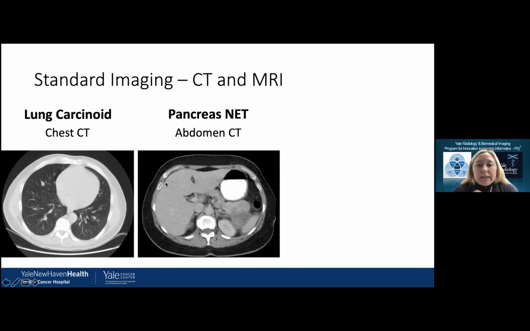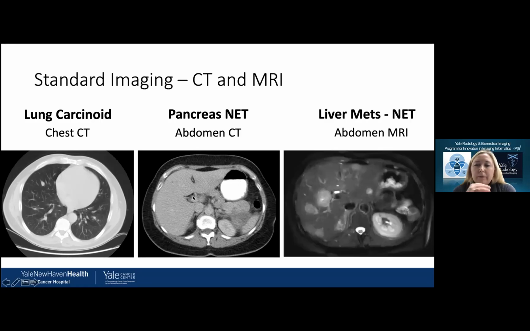For pancreatic neuroendocrine tumors, we can do CT imaging, contrast enhanced CT imaging. We can also do MRI. And here you see actually a patient with a pancreatic tail neuroendocrine neoplasm that is heterogeneous, solid, and partially cystic. And you can see that it's actually sometimes difficult to evaluate.